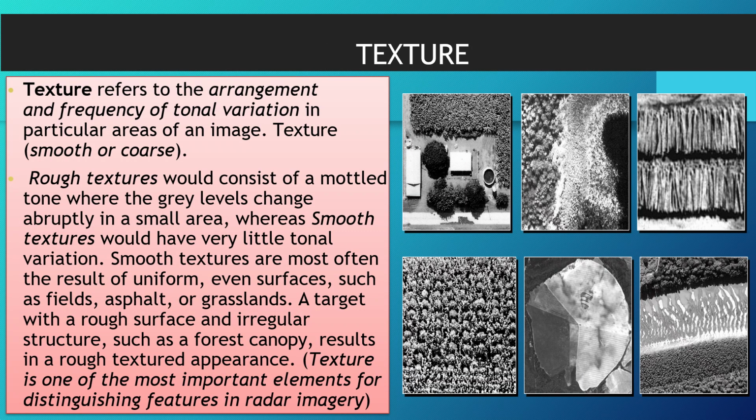Another important element in image interpretation is texture. Texture describes the arrangement and frequency of tonal variations within an image area. It can be smooth or rough. Smooth textures show little variation in tone and are usually associated with uniform surfaces like water bodies, grasslands, or paved areas. Rough textures show frequent and abrupt changes in tone, such as forests or built-up areas with irregular structures. Texture is especially important in radar imagery for distinguishing different surface features.